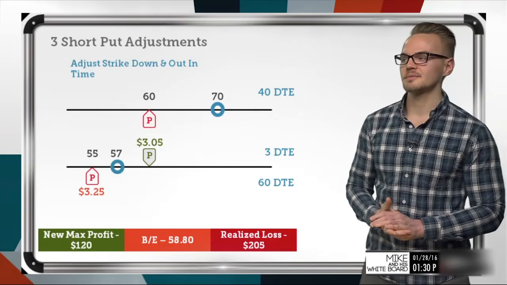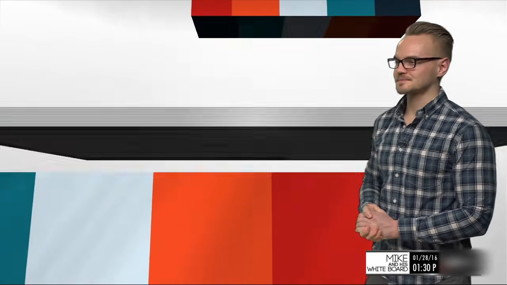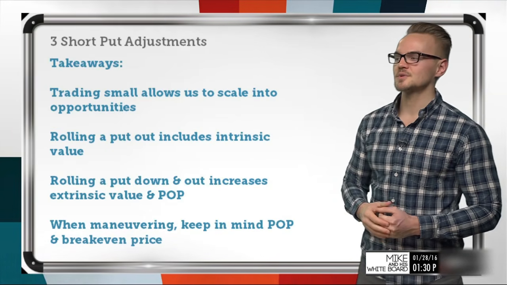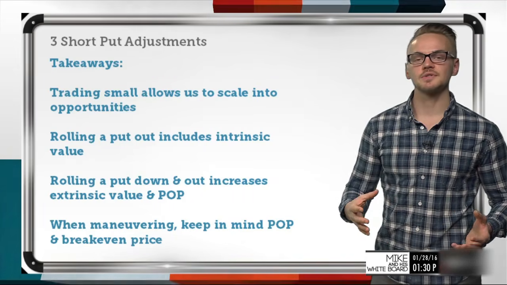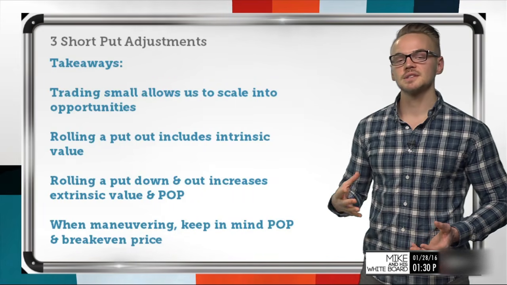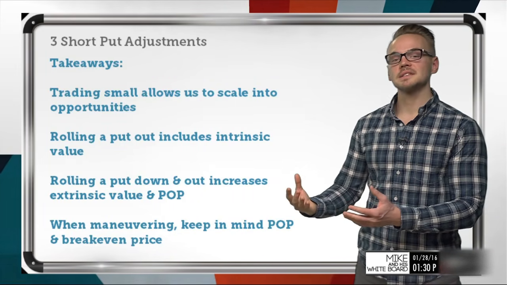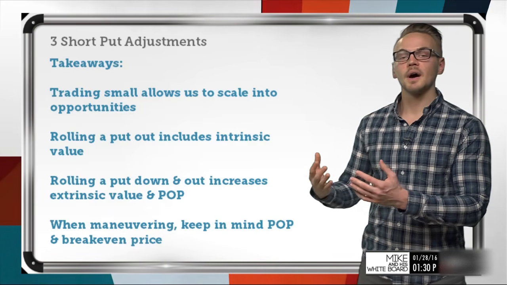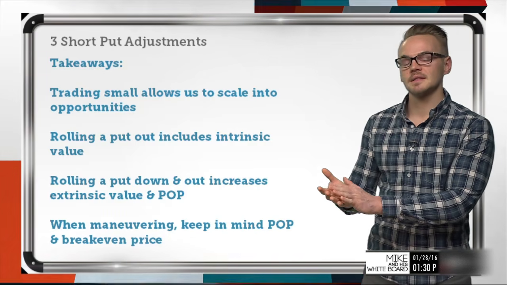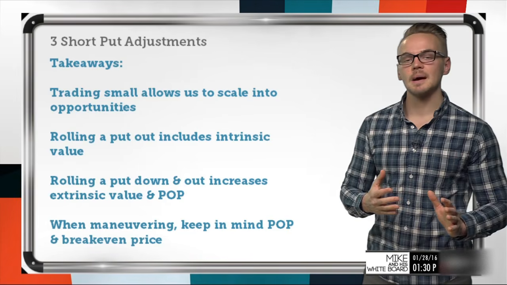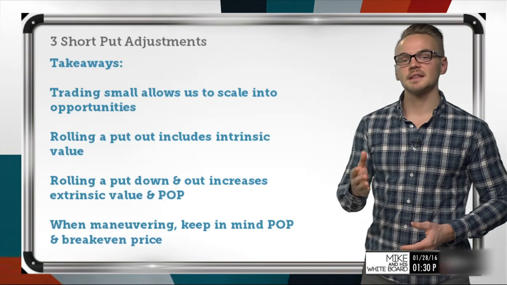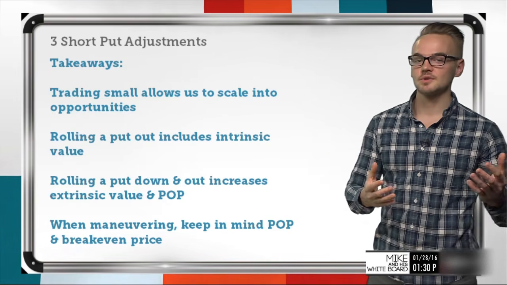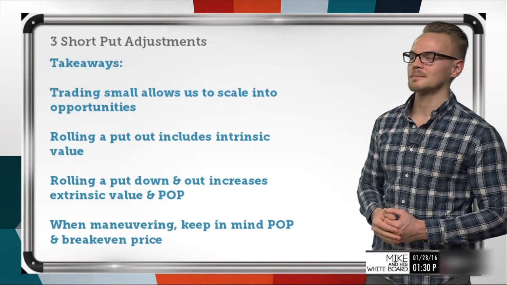So let's roll all this information together with some takeaways here. The very first takeaway is that trading small allows us to scale into opportunities, as you saw with the implied volatility example. One person might see it as a hindrance, or they might see a loss on that portfolio position, but if someone was trading very small at the beginning and they're able to scale into opportunities, that other person might see it as a new opportunity. So it's important to keep that in mind.